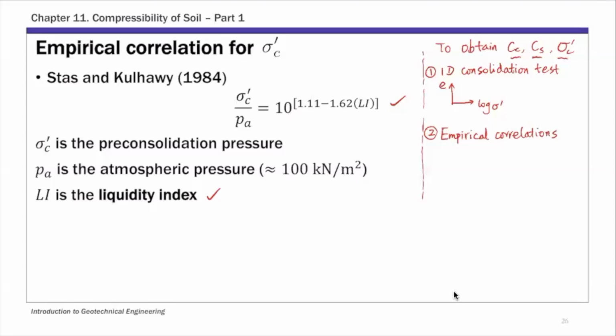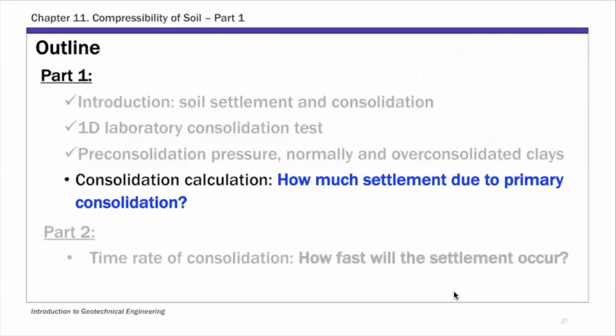All right. So really the next topic is basically the core of this part one, consolidation calculation. So far we have talked about this soil settlement consolidation concept, 1D consolidation test, and this pre-consolidation pressure concept. And those get us ready for this next topic, which is to estimate how much settlement due to primary consolidation. So that's really the core of this part one here.